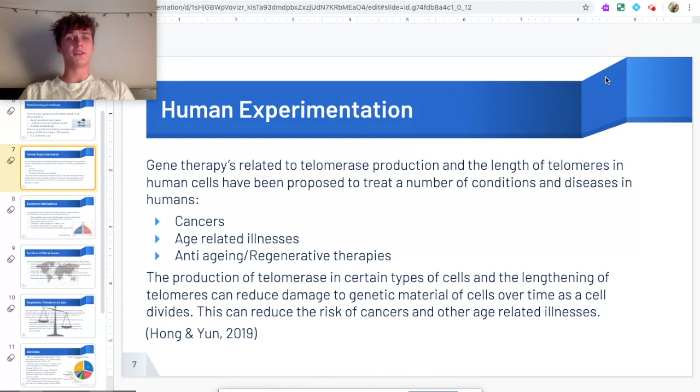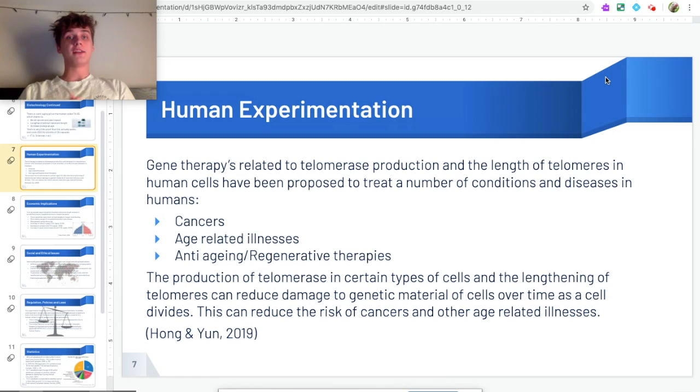Also, certain age related illnesses have been linked to short telomeres in certain cells in the human body. So, if we were able to genetically alter these telomeres in order to lengthen them, then the risk that the genetic material of these cells could be damaged as they replicate could be greatly reduced. And these illnesses could be put off until later in life if the telomeres were lengthened. And finally, as we've discussed earlier, anti aging and regenerative therapies have been proposed.